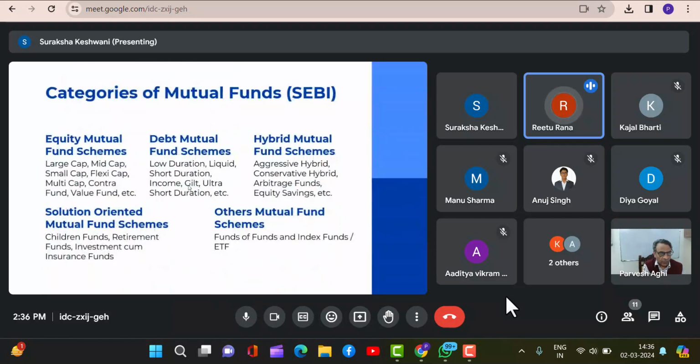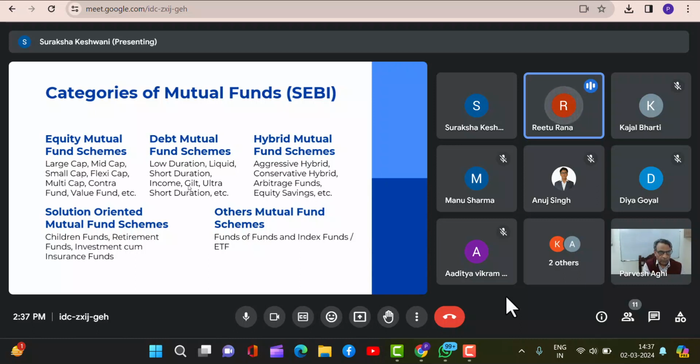So these are the categories of mutual funds decided by SEBI. The first one is equity mutual fund schemes. It has large cap, mid cap, small cap, flexi cap, multi cap, and the like. The second one is debt mutual fund schemes. It has low duration, liquid, short duration, income, ultra short duration, etc. The third one is hybrid mutual fund schemes, which include aggressive hybrid, conservative hybrid, arbitrage funds, and those kinds of funds.